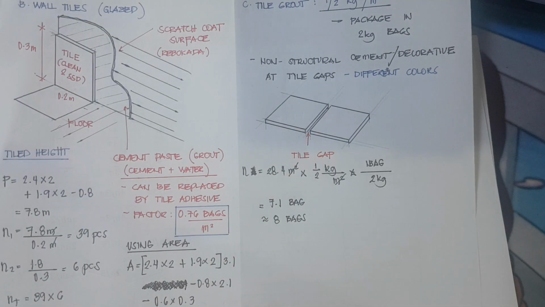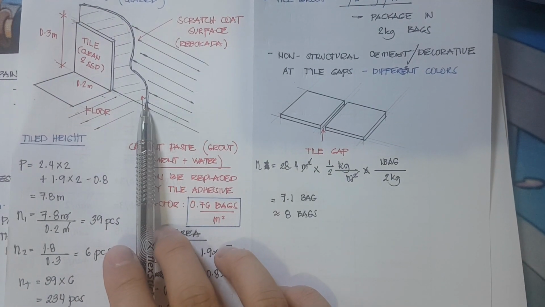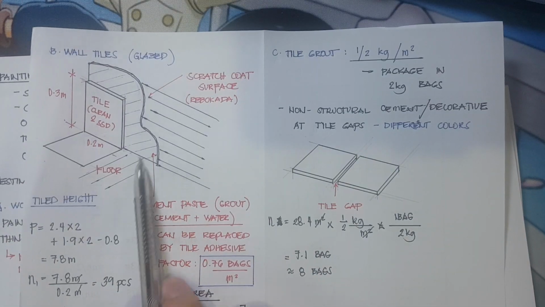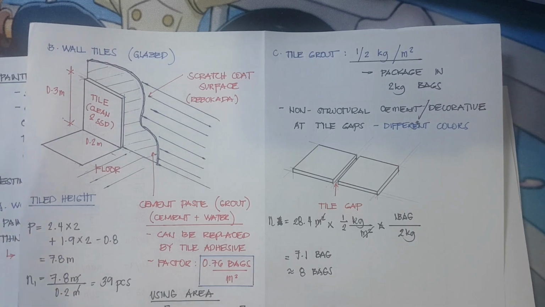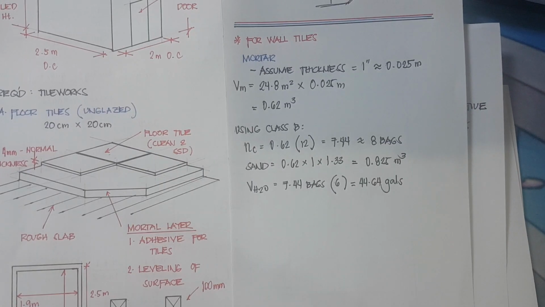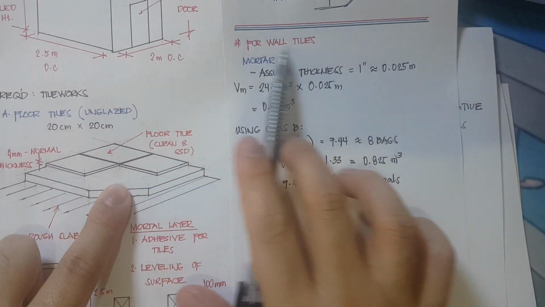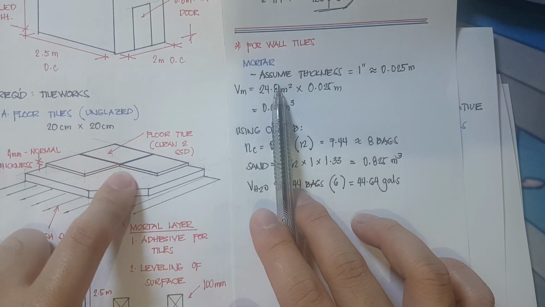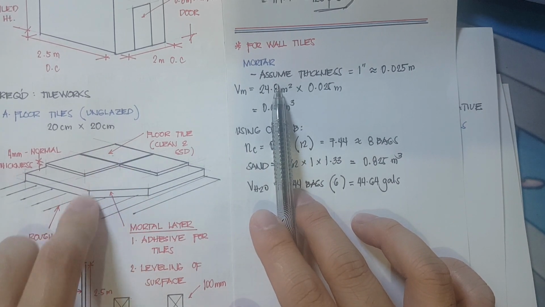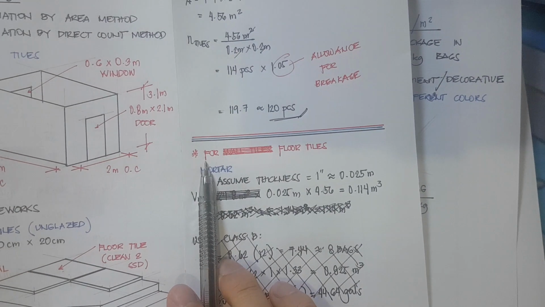Kasi for wall tiles, ang ginagamit natin is cement paste. So it should be cement and water only. It is just made of grout. Okay, so let's just have some correction. So rough slab, mortar, so let's just change the values here. Then that's when we are going to place our tiles. Okay, so we have here for wall tiles, this is the correction.